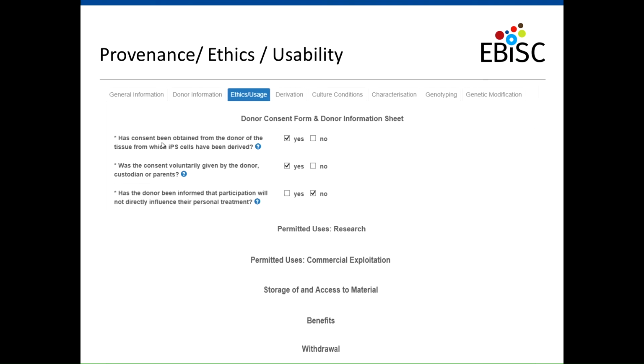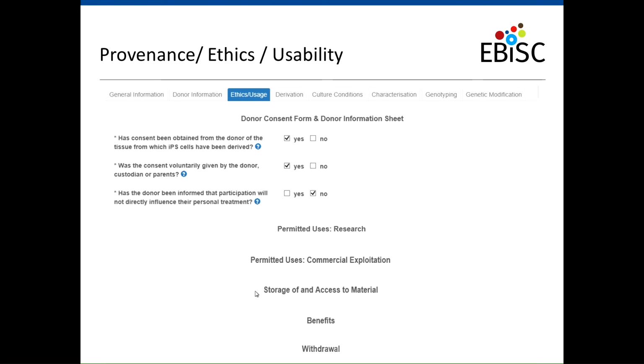some easy questions, like has consent been obtained from the donor of the tissue from which iPSCs have been derived? So is there any consent? If this is a no, we can already dismiss the line and we cannot validate it, and so on. And we have several fields with similar type of questions which we want to fill in. For example, permitted users. Is it only for research? Is it also for other applications? Is it for a certain project, or is it open to other projects?